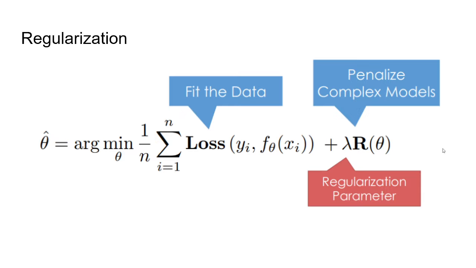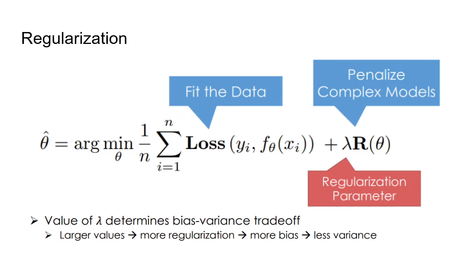Lambda से ये multiply हो रहा है and lambda tells you about how harsh you want that penalty to be. So lambda की value जितनी ज़्यादा होगी उतना आप ज़्यादा penalize कर रहे हैं अपने model को and lambda की value जितनी कम होगी उतना कम आप penalize कर रहे हैं अपने model को.